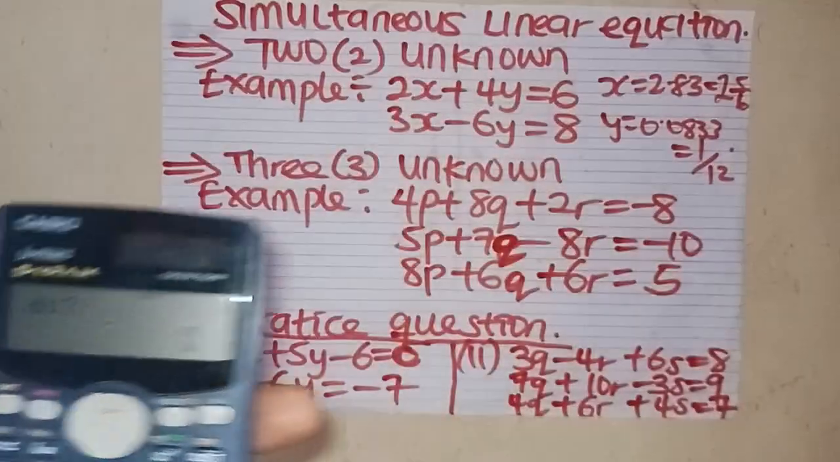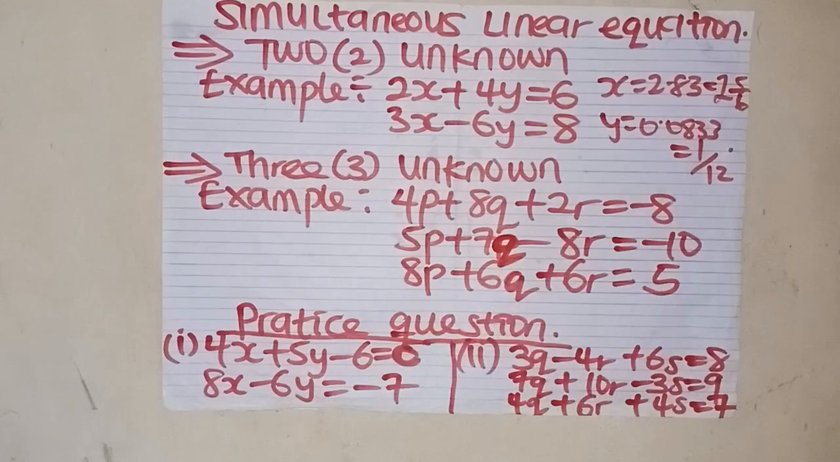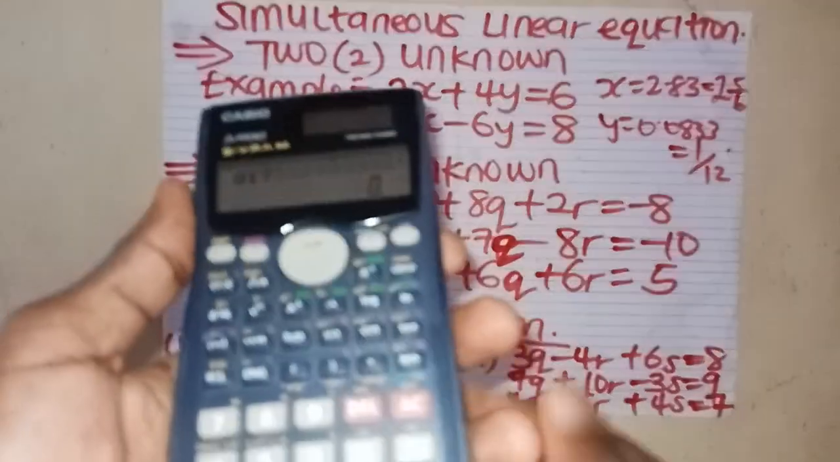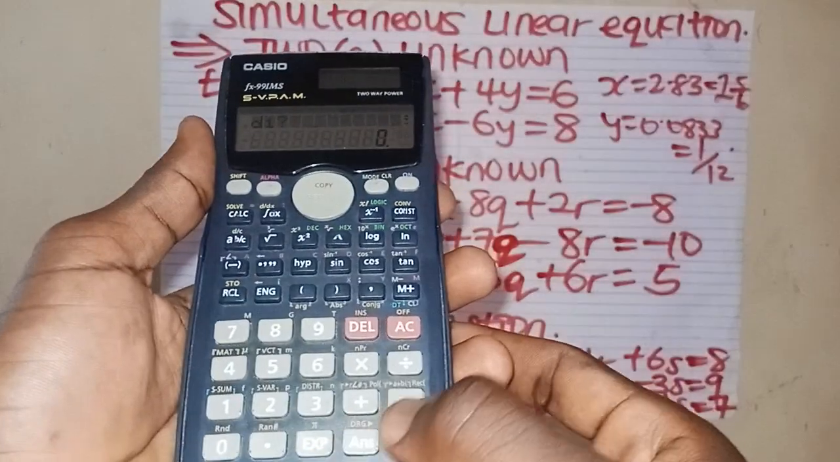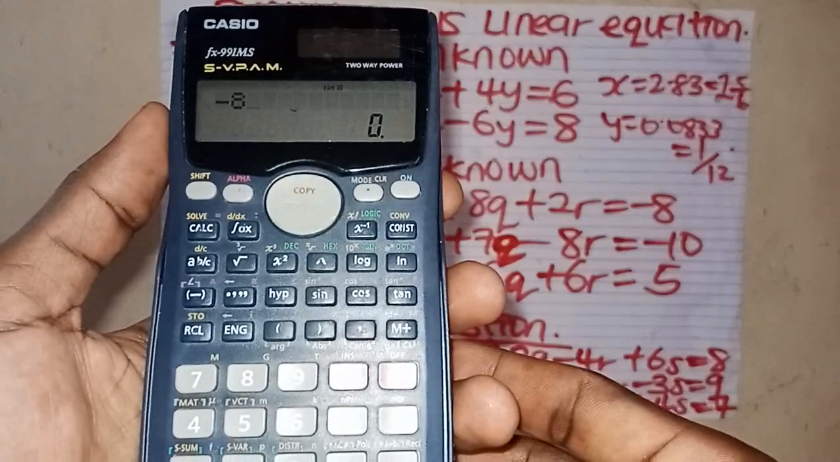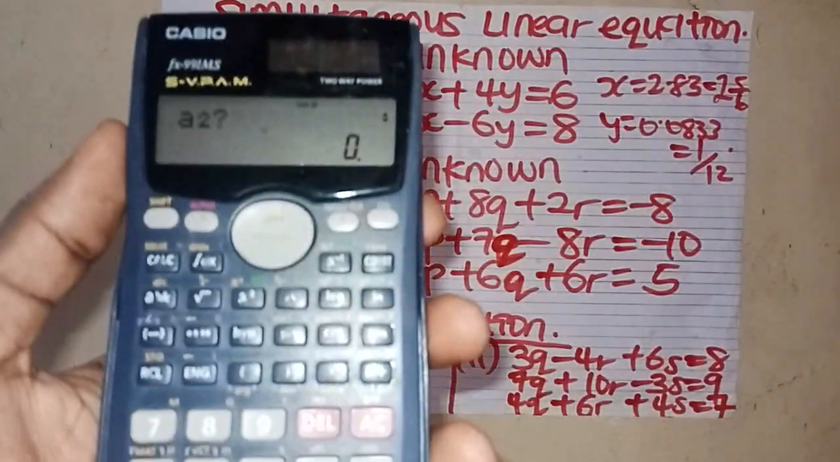D1. My minus 8 is my D1. You can see it here. Where's my minus 8? You can see it here. This is the minus, and this is 8. Then I'll press equal to again.